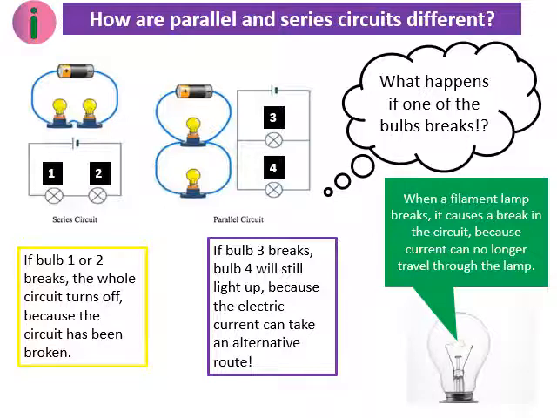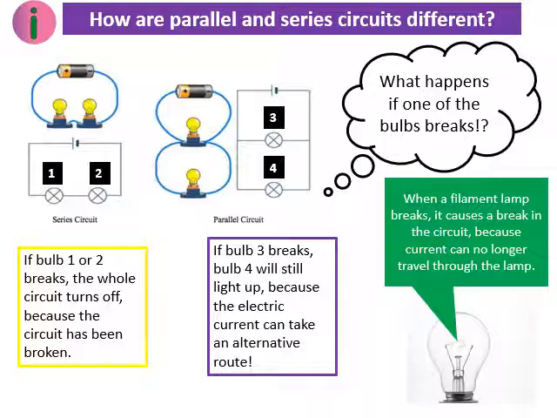One thing that you need to be aware of, more so than lower down the school, is what happens when certain components break in different circuits. So you've got a series circuit. If bulb 1 or 2 breaks in that series circuit, the whole circuit goes off, and that's because the circuit's been broken. However, in a parallel circuit, if bulb 3 breaks, bulb 4 will still light, because the electricity can go all the way around the circuit to bulb 4 and completely miss bulb 3. And vice versa. If bulb 4 breaks, bulb 3 will still light up because there's nothing stopping the electricity going through bulb 3.